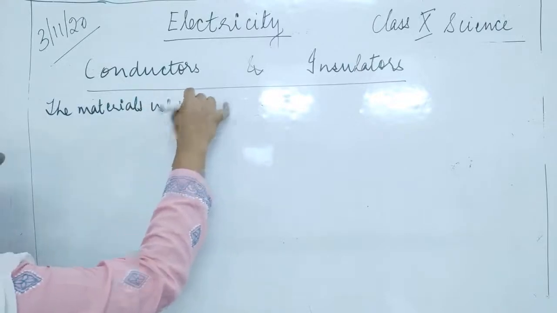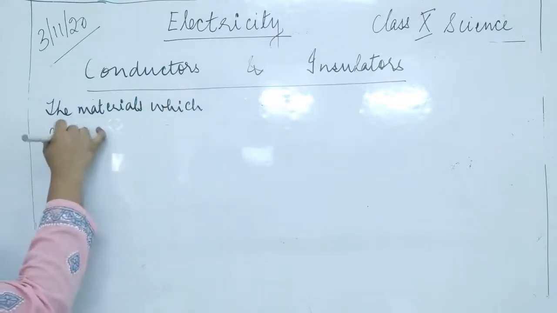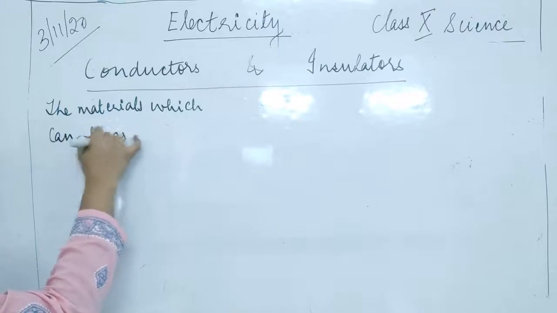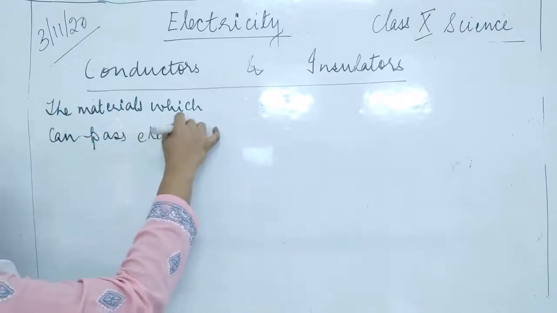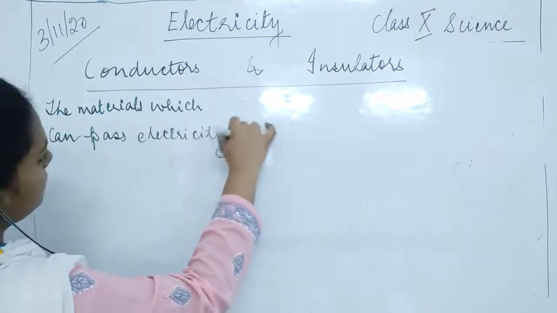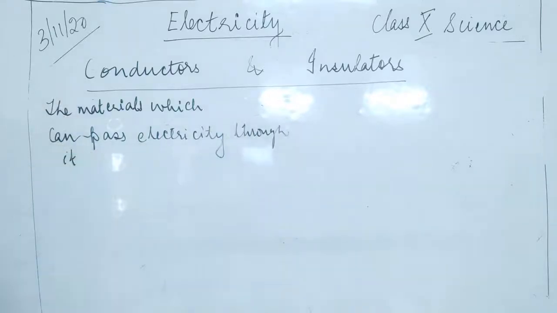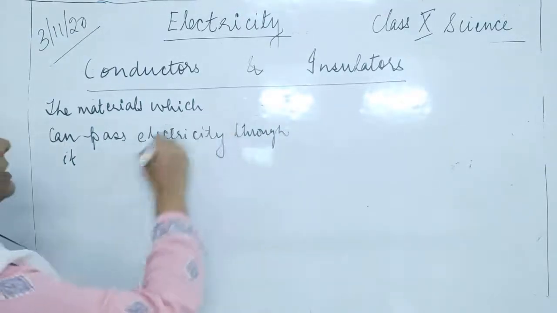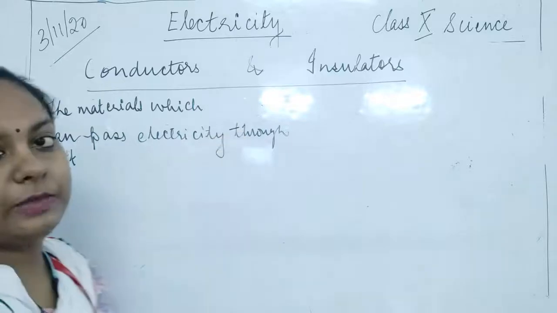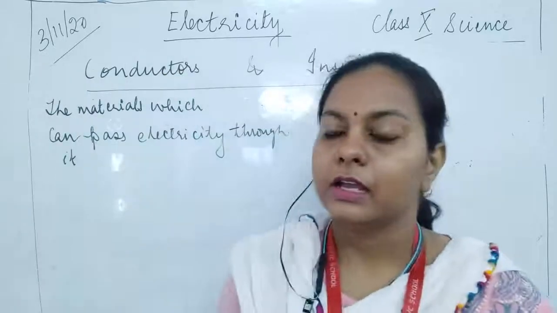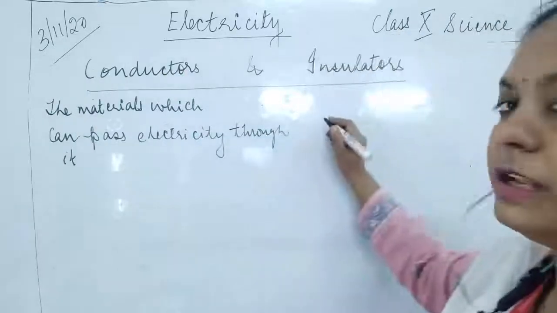which can pass electricity through it. Okay, so this is known as the conductor. So those substances which can pass the electricity through it are said to be conductors. Just opposite to this, what do you mean by insulators?